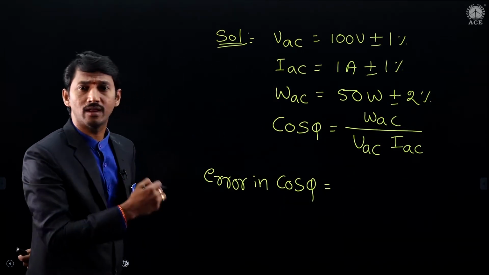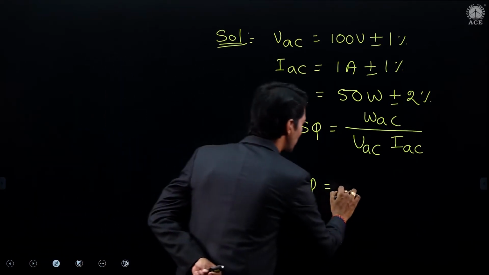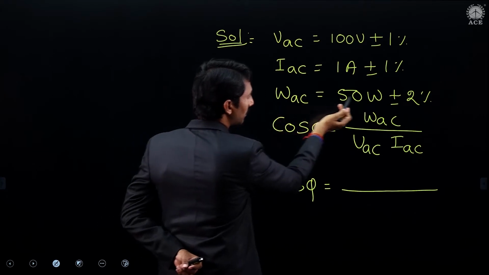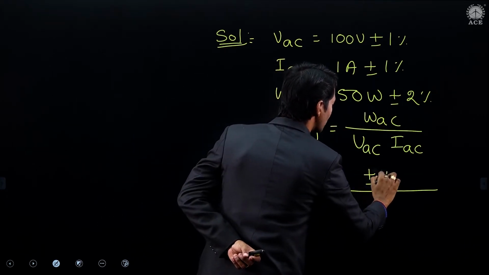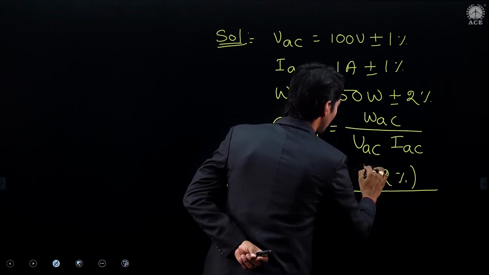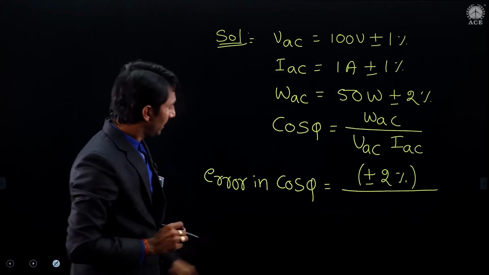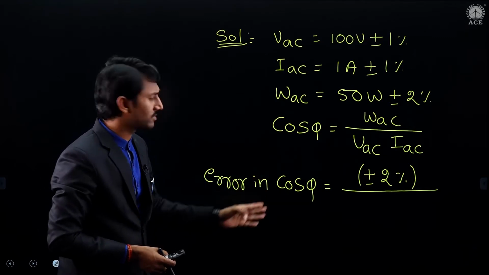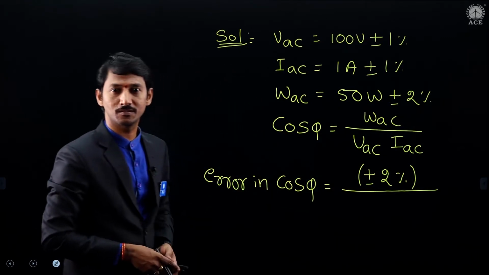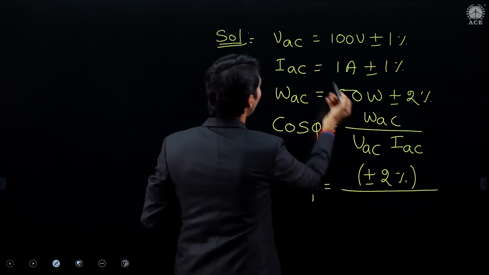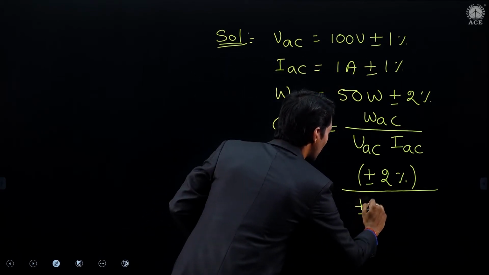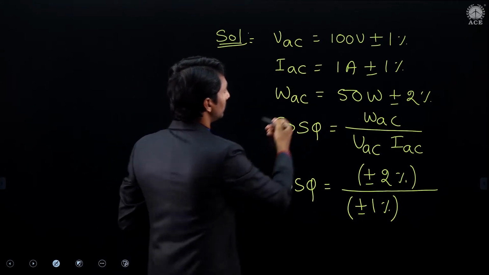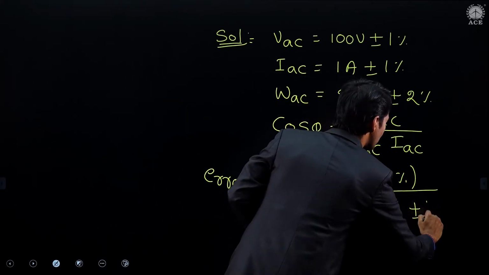In order to find the error in power factor, what do we have to substitute here? Concentrate. The error in power is plus or minus 2%. Here I am not writing the true value, because we need to substitute only errors. After that, error in voltage plus or minus 1%. Error in current plus or minus 1%.